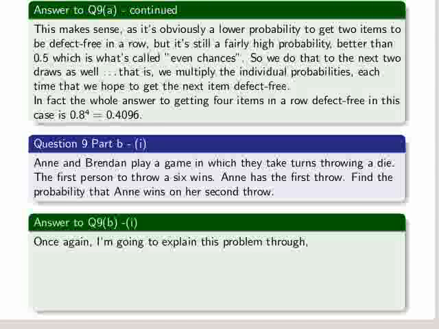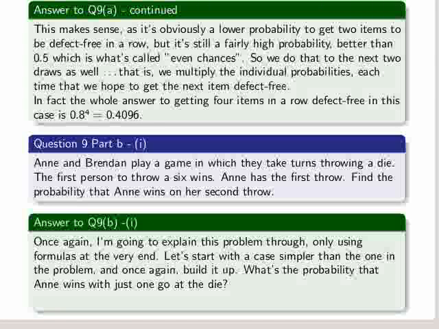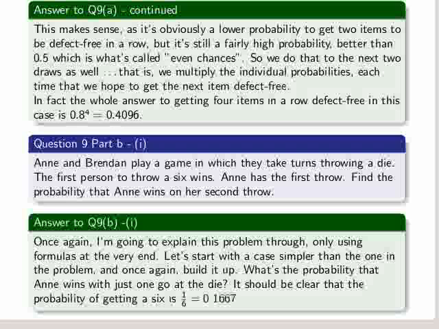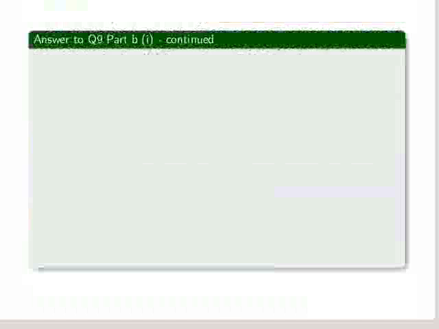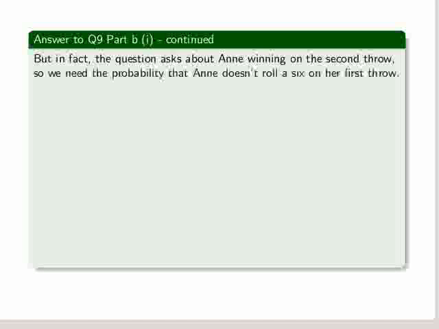Once again, I'm going to explain this problem through, only using formulas at the very end. Let's start with a case simpler than the one in the problem, and once again build it up. What's the probability that Anne will win with just one go at the die? It should be clear that the probability of getting a 6 is 1 over 6, which is 0.1667. But in fact, the question asks about Anne winning on the second throw. So we need the probability that Anne doesn't roll a 6 on her first throw, and that's 1 minus 1 over 6, which equals 5 over 6.